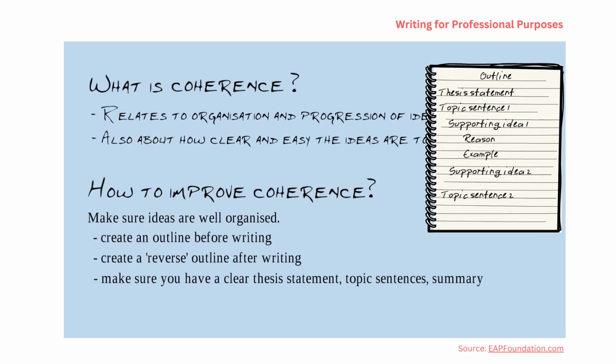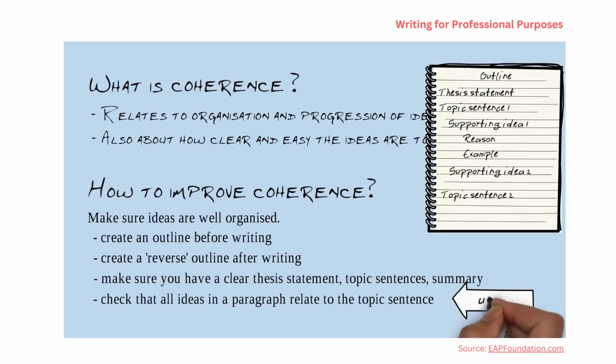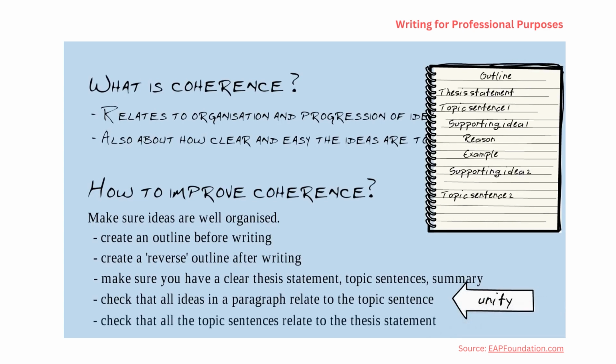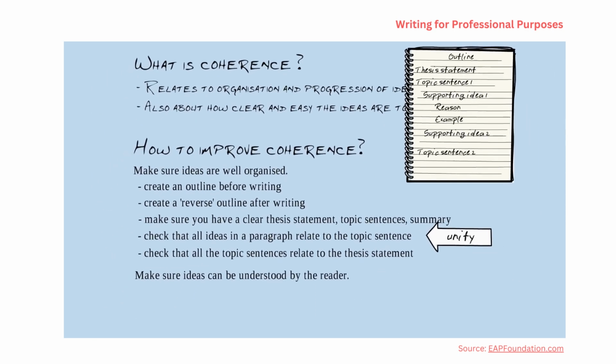If it's a report or something more structured rather than an essay, then the aims and headings will serve the same purpose. You should also check that all ideas in a paragraph relate to the topic sentence, and you can do this when the writing is finished or using the outline. Another word for this is unity, and you can also check that all of the topic sentences relate to the thesis statement. So how can we make sure the ideas can be understood by the reader?